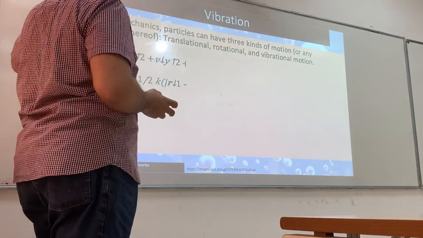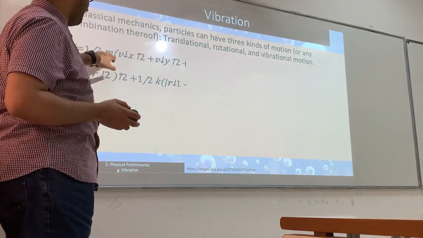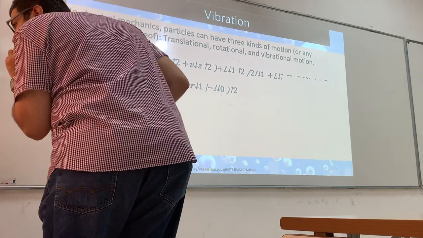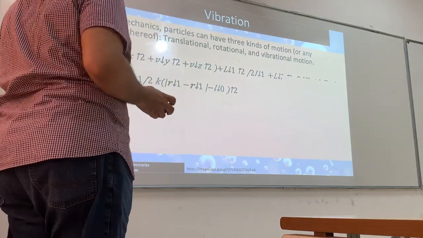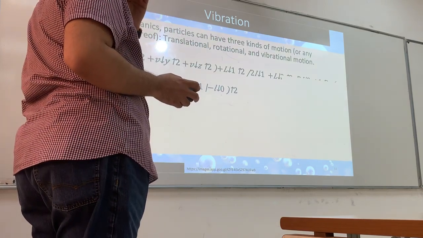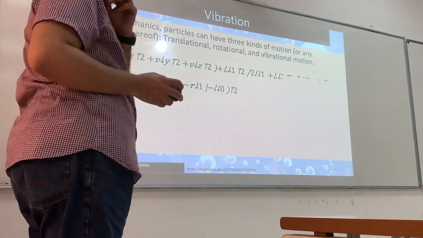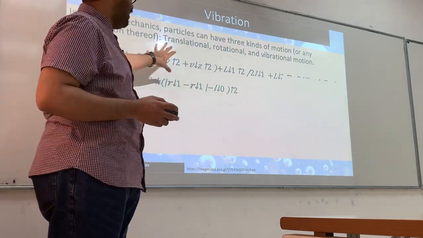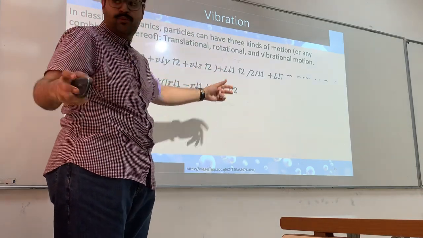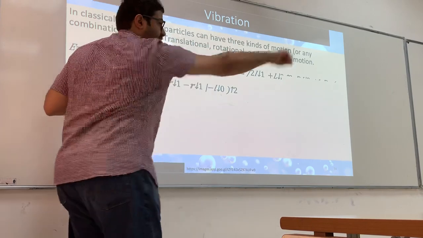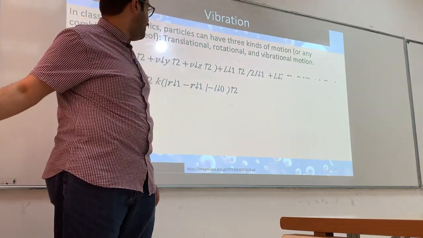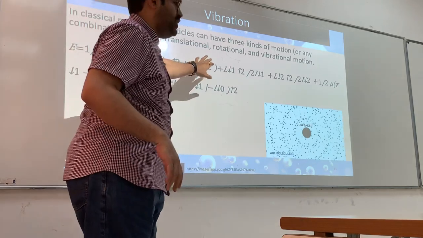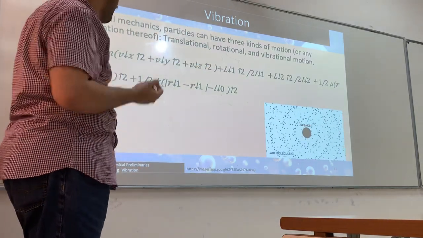So I have half m vx squared, vy squared, vz squared. I will not explain these equations. These are just for showing you what kinds of motions are present. So this tells us the translational motion. This is the kinetic energy of the particle.